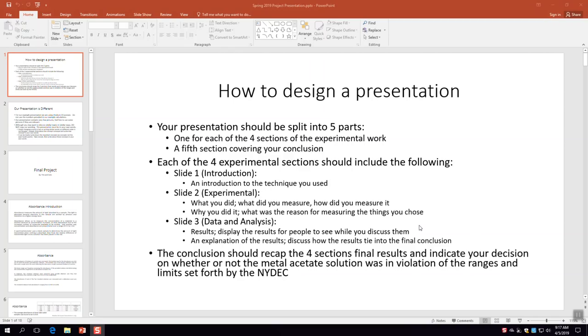So the presentation that we're giving is designed to help you with that presentation, and what you're going to find is we actually go through all of the stuff, so you can use this as a guideline for how you want to develop your own. So your presentation should be split into 5 parts.